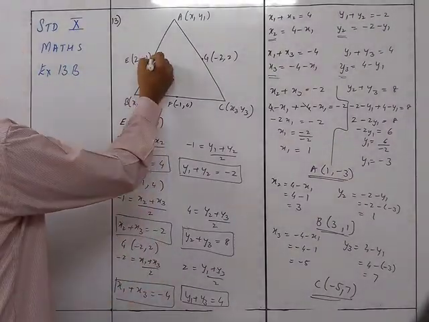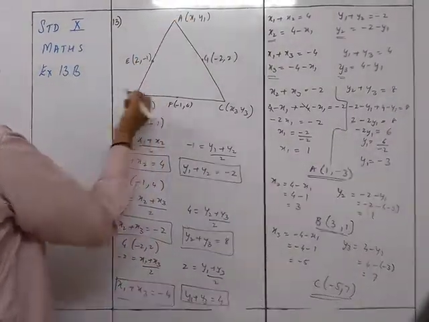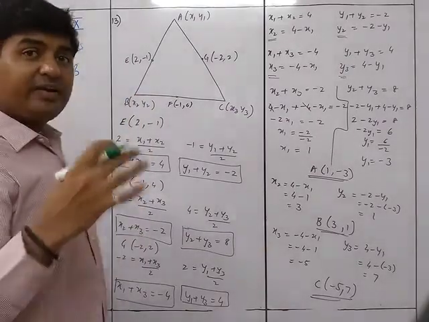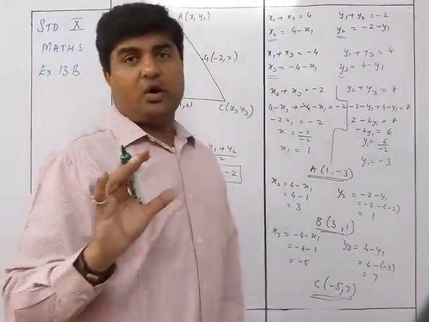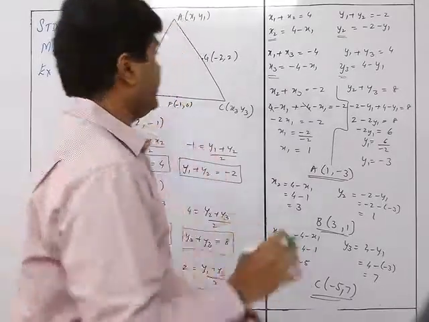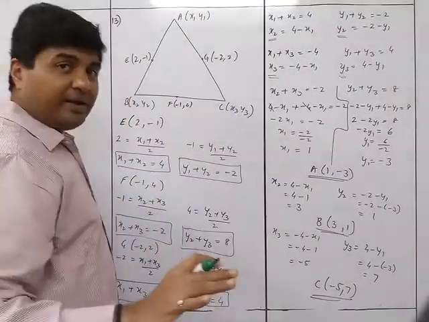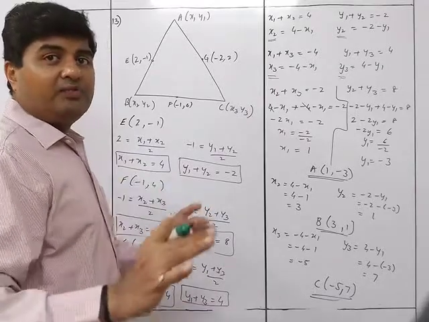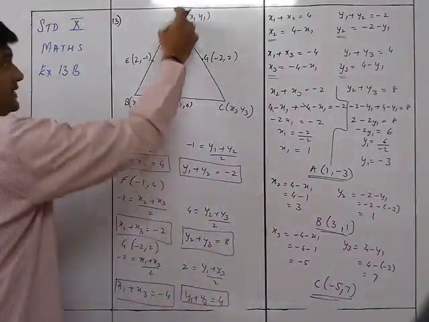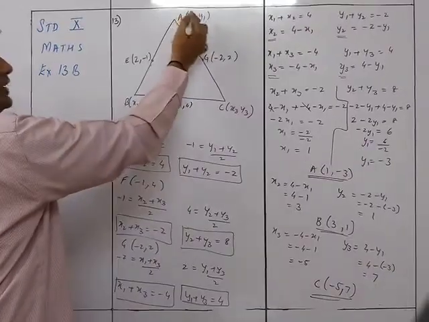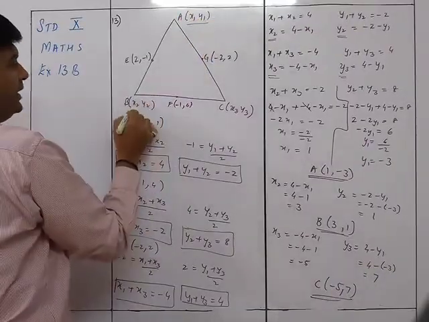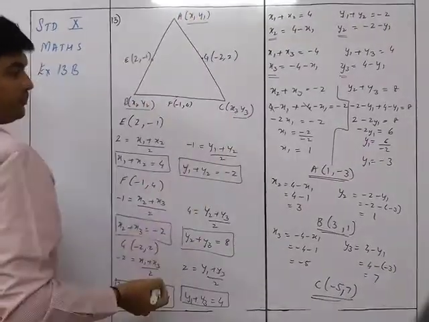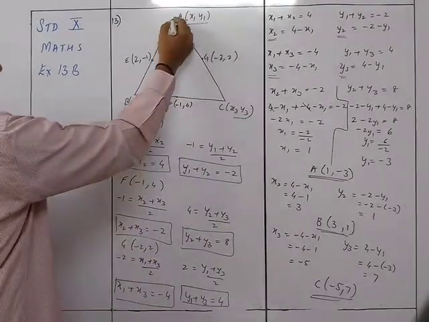Given that E is the midpoint of AB, see, the ABCD is not given to us, so we can take it in our own way. It is not given, so we can take A, B, C, D, E, F, G, H, whatever, as per our own convenience so that we are comfortable doing the sum. So we have taken the triangle to be ABC and the coordinates of A as x1, y1, B as x2, y2 and C as x3, y3. E is the midpoint of AB.